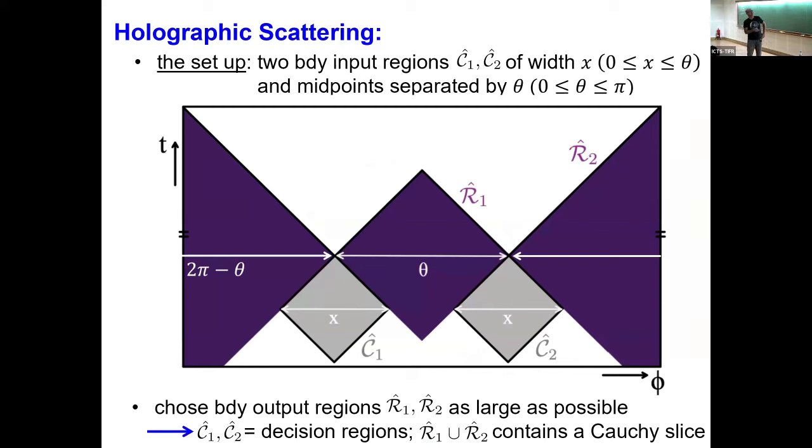So here's our setup. As Nima was pointing out, I've got a cylindrical configuration, so I'm identifying these two sides. I've got the decision regions or the input regions, which have a width x and a separation theta. I've chosen the output regions as large as they possibly can be to maximize the probability that I can carry out the scattering problem. In particular, I've chosen them large enough that they cover an entire Cauchy slice in the boundary.